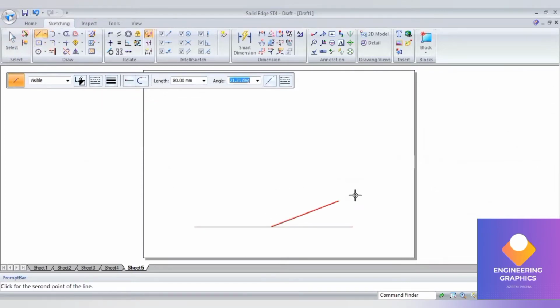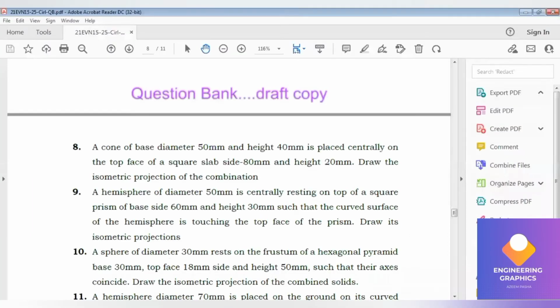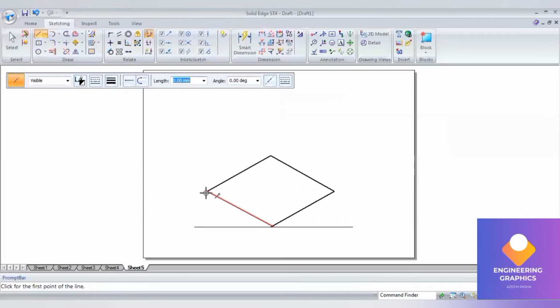Take the length 80, angle 30 degree. Again take the length 80, angle is 150. And again take the length 80, angle is 210 degree. Here height we should give, that is 20 mm. From the end point I'll give 20.